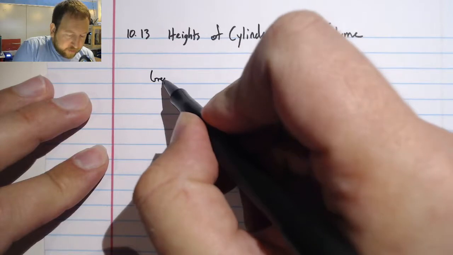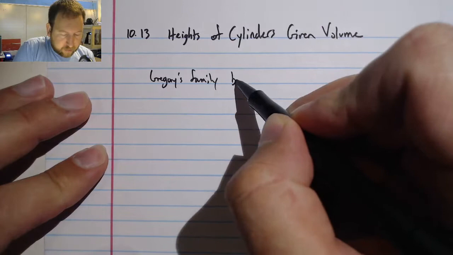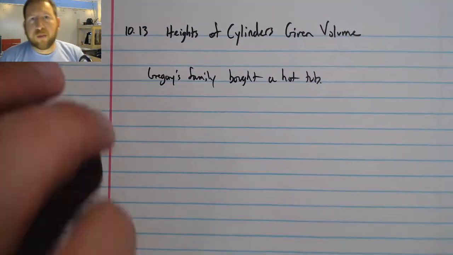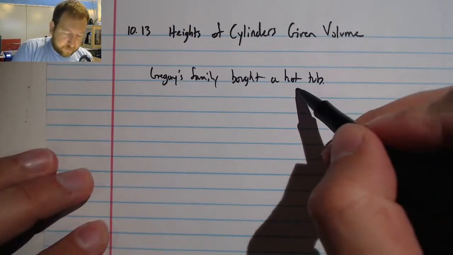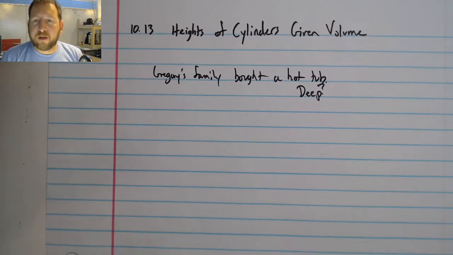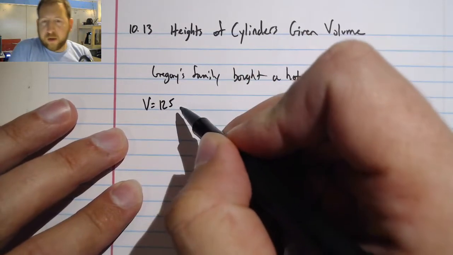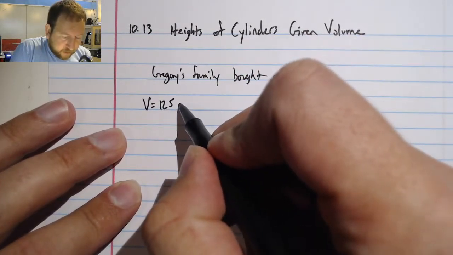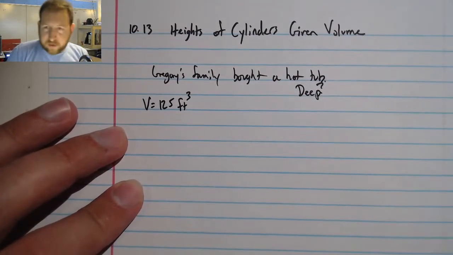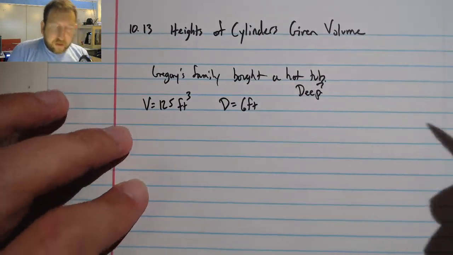It's a Gregory's family bought a hot tub. And the question is, how deep is the hot tub? The only information that we know is that it holds 125 cubic feet of water. Cubic feet we can also write as feet cubed. And we know that the diameter is equal to 6 feet. The question is, how deep?